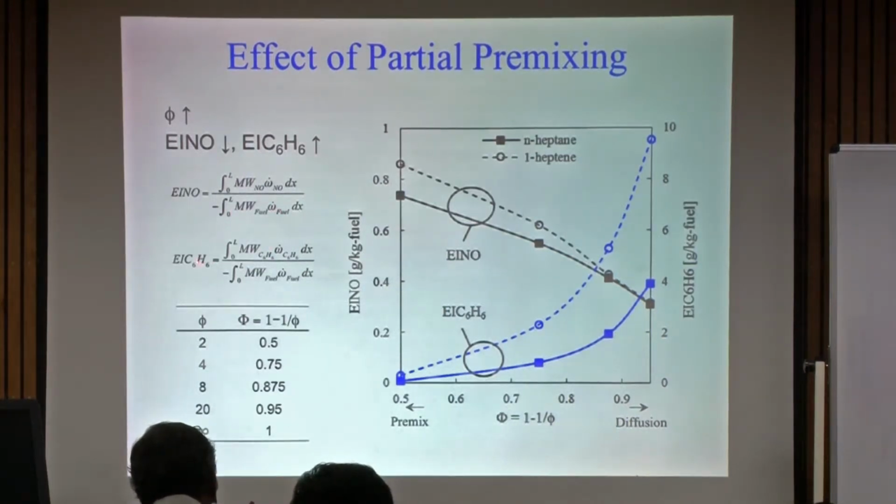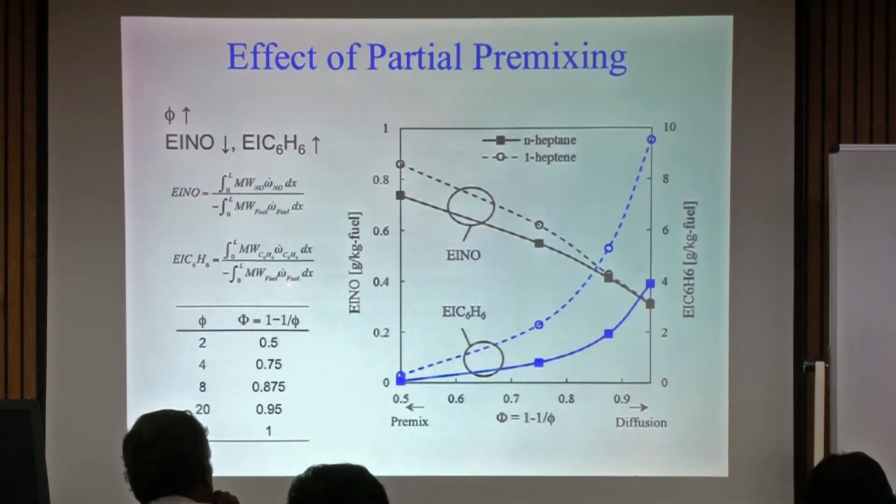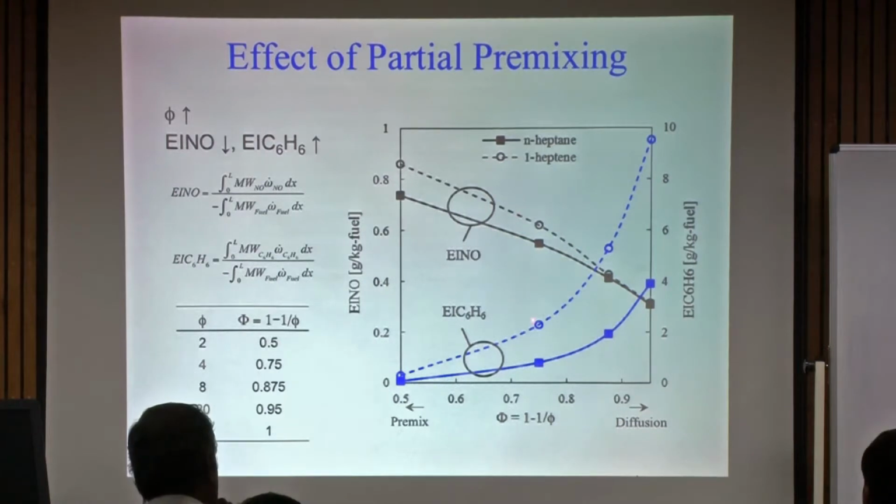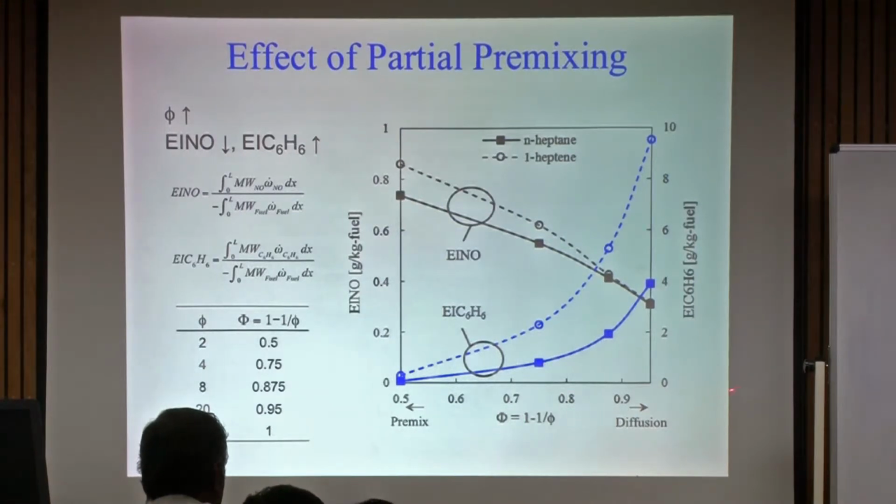Okay. Same way we can do for benzene, because benzene is a good precursor for soot. So there are two takeaways here. One is that the heptene flame produces more NO and also more soot. And the soot emission index keeps increasing when you go to diffusion flames.